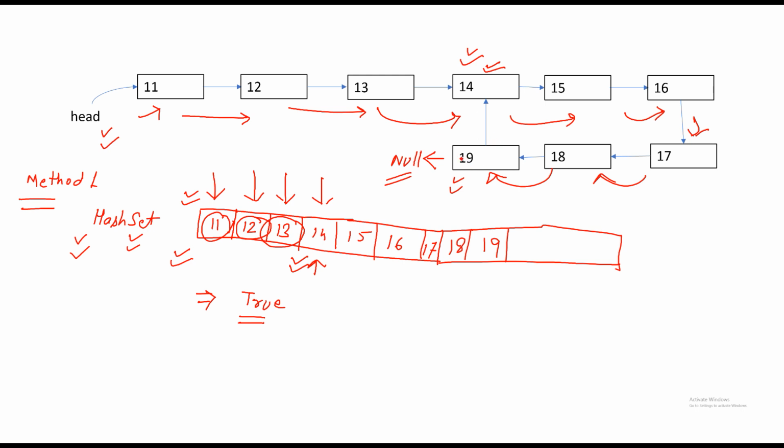If it is pointing to null, it means that there is no cycle present in this linked list. But if this last node is pointing to a node which is already present in this hash set, it means that there is a cycle present in the given linked list. So this is one of the methods by which we can solve this problem.